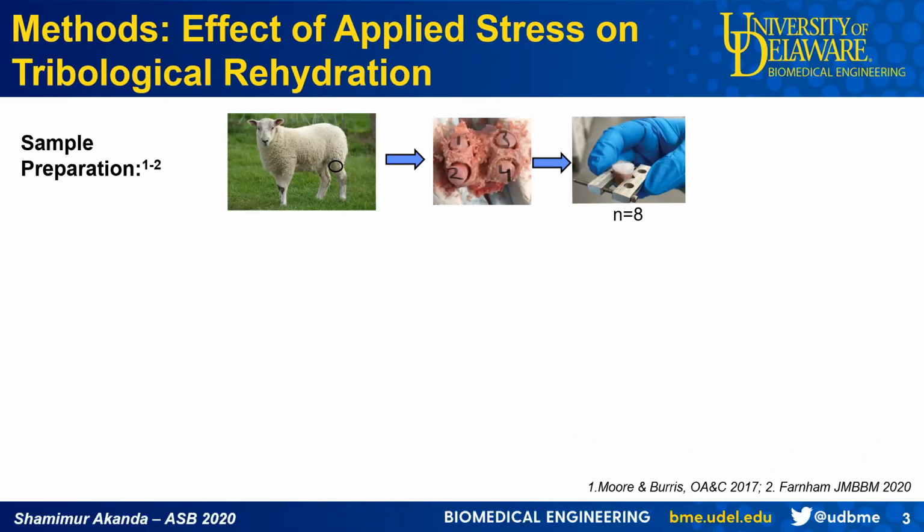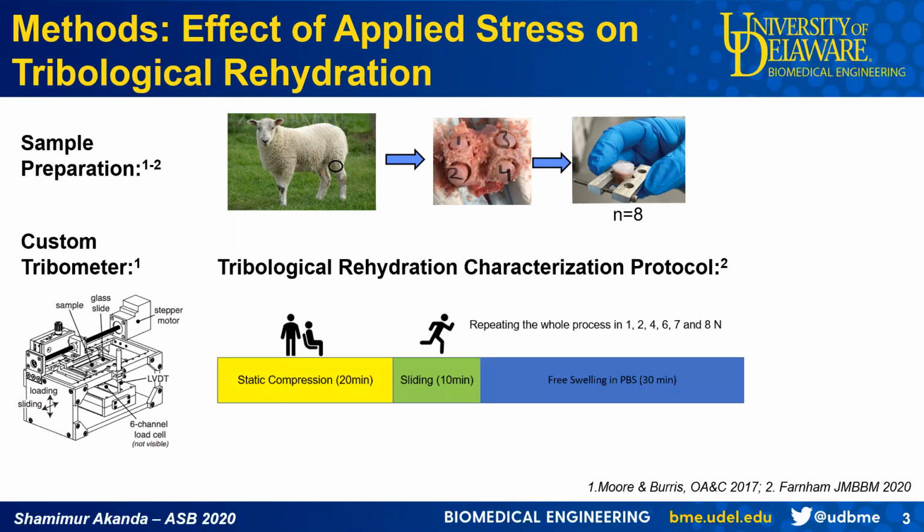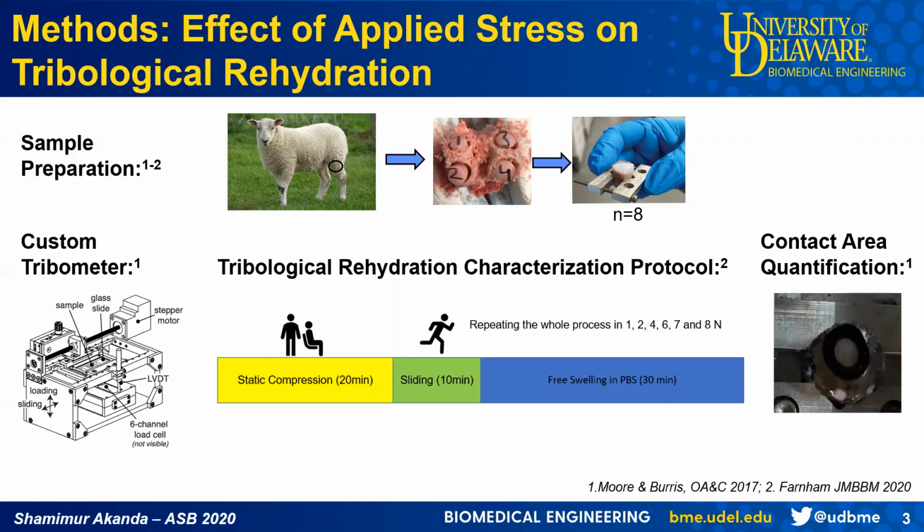To determine the effect of contact stress on tribological rehydration, we used sheep femoral condyle explants. Using a custom tribometer and a previously reported tribological rehydration characterization, we determined different tribomechanical properties. This protocol consists of 20 minutes static load, 10 minutes sliding, and 30 minutes pre-swelling in PBS at 6 different loads. Finally, we determine contact area to determine the contact stress.